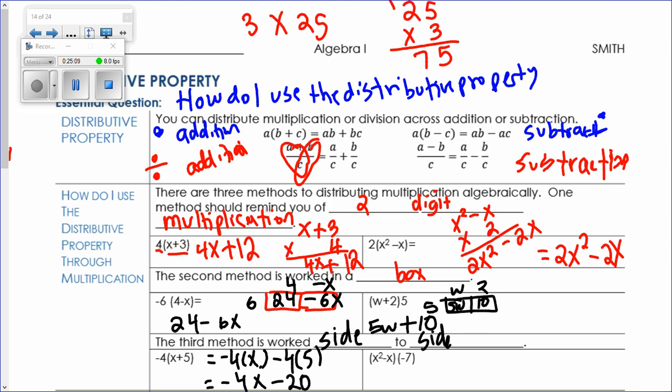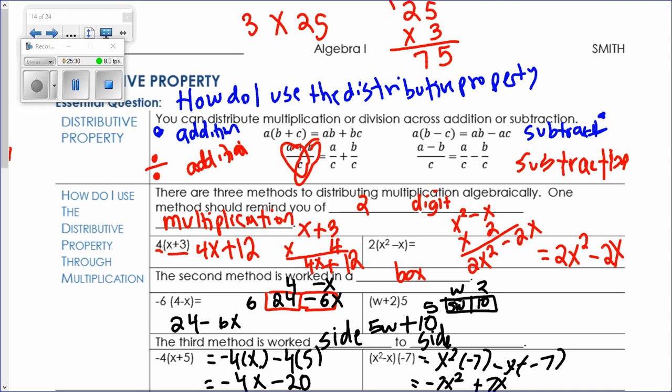Next problem, side to side, equals x squared times negative 7 minus x times negative 7. Simplified, I get negative 7x squared plus 7x. Final answer.